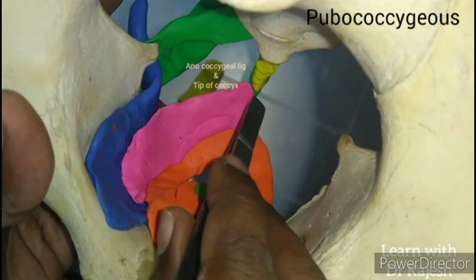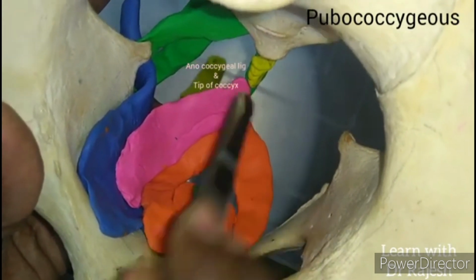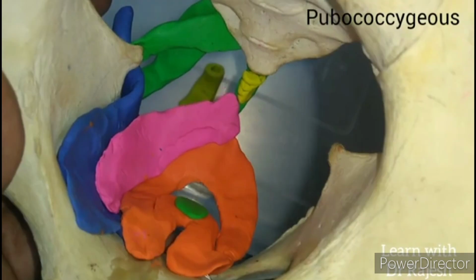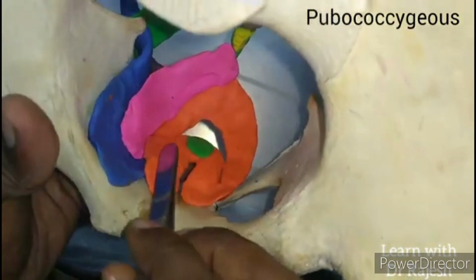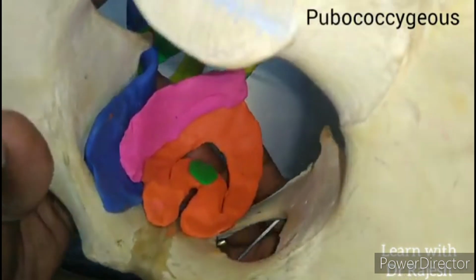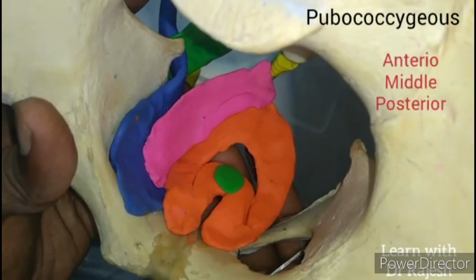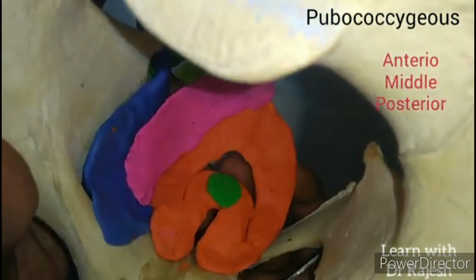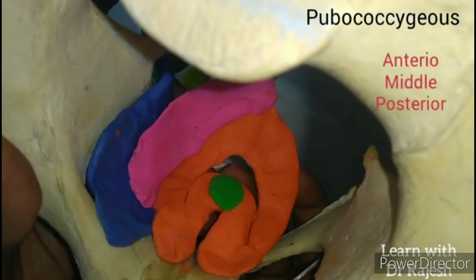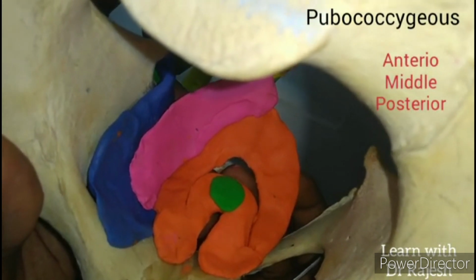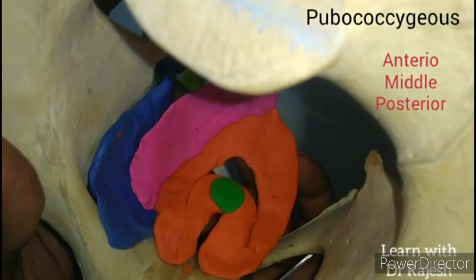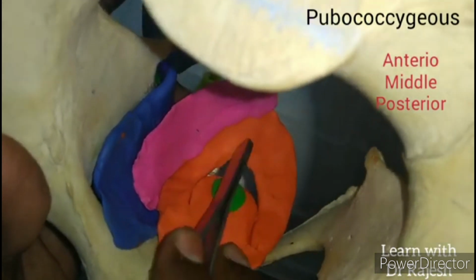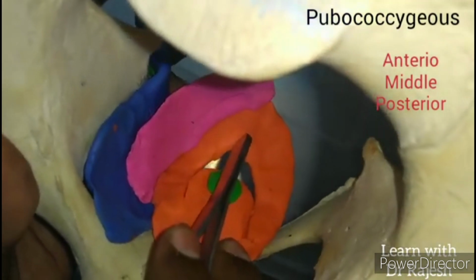So I told you that the green color is the anococcygeal ligament and the tip of the coccyx. So that is the attachment, right? It is going to attach to the anococcygeal ligament. Like this, we can see the anterior, middle, and posterior muscle fibers of pubococcygeus.